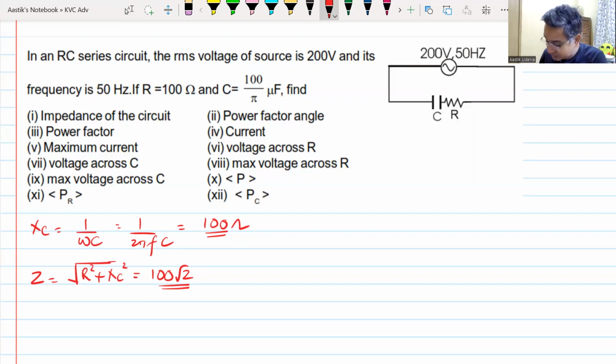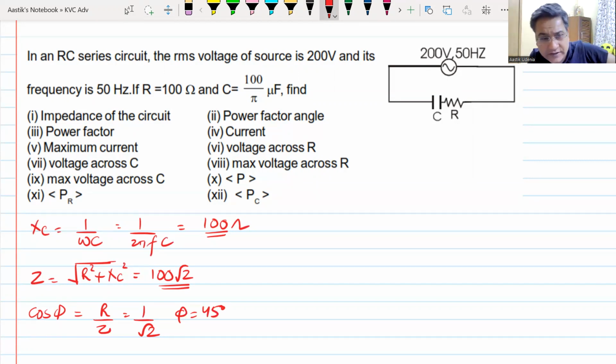To find out the value of power factor, you can just find the value of cos phi, and the value of cos phi will be R divided by Z, 1 by root 2. So your angle phi becomes 45 degrees. Who will lead? Will the current lead or will the voltage lead? Current will lead voltage by a phase angle of pi by 4 or 45 degrees.